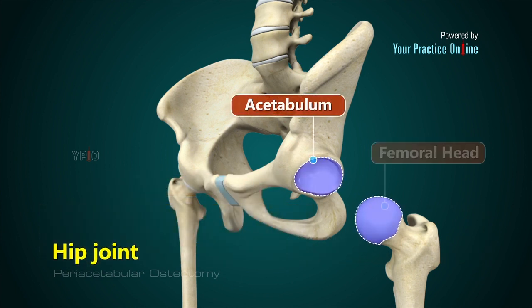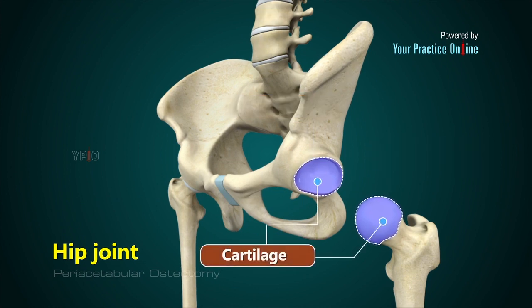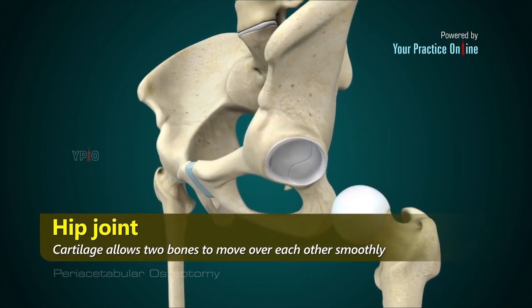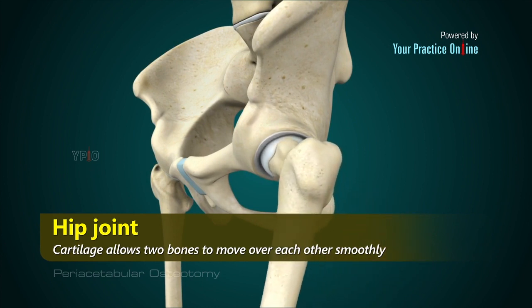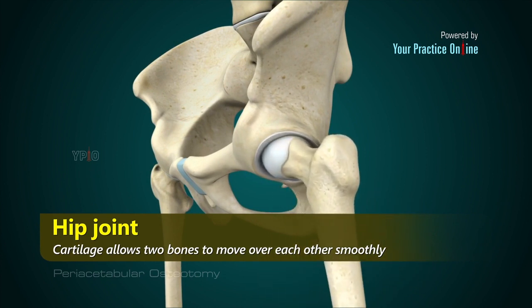The articulating surfaces of both the head of the femur and the acetabulum are covered with cartilage. Cartilage is a tough but flexible tissue that allows two bones to move over each other smoothly without friction.